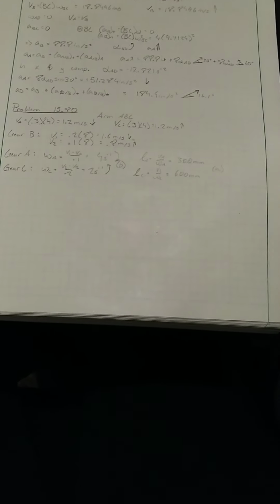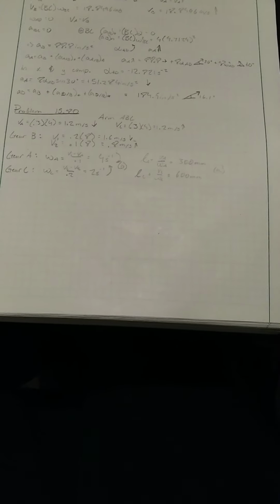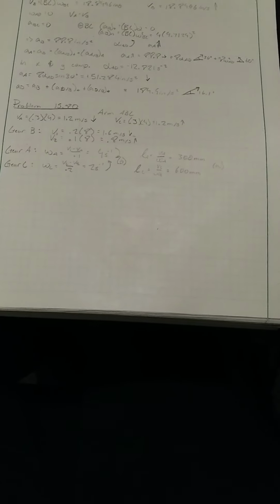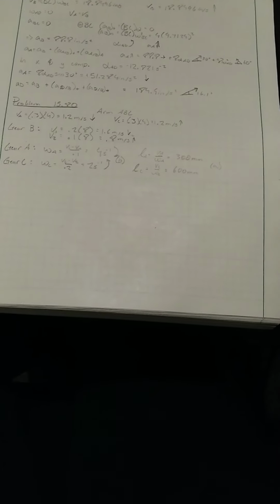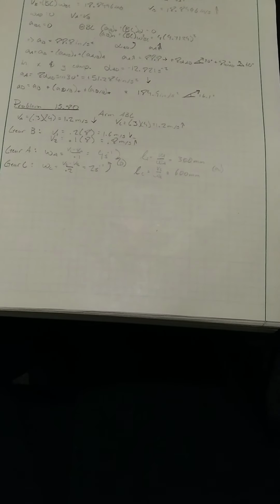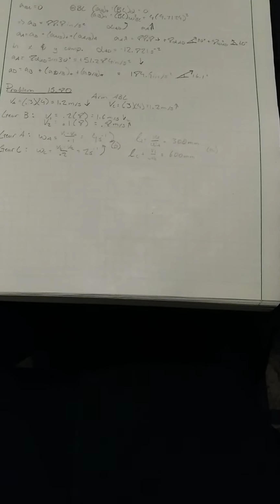And then at gear A, we have our angular velocity equals velocity 1 minus velocity A over 0.1 equals 4 radians per second clockwise. And then similarly at gear C, we have our angular velocity of C is V sub C minus V sub 2 over 0.2, which is going to be 2 radians per second counterclockwise. And then we have our L sub A equals V sub A over omega sub A, and that gives us 300 millimeters. Solve similarly for C, and that gives us 600 millimeters.